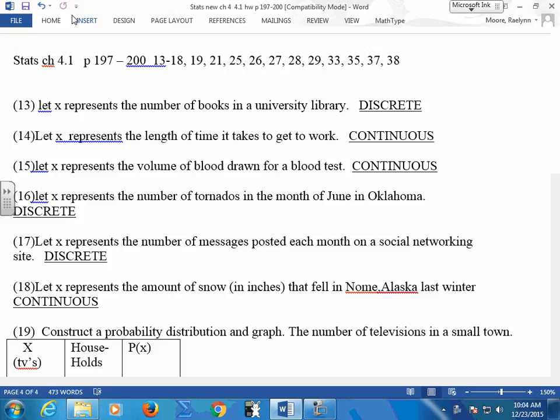The volume of blood, can I draw half of a unit, whatever? Yes, it's continuous. The number of tornadoes, they're countable, discrete. The number of messages posted, you don't post a partial message unless you hit send by accident, so discrete. The amount of snow in inches, can you have a half an inch of snow? Yeah, continuous. Okay? Questions at all?